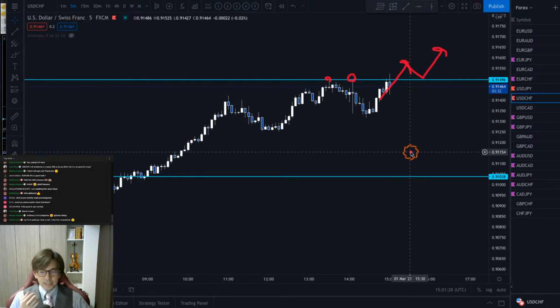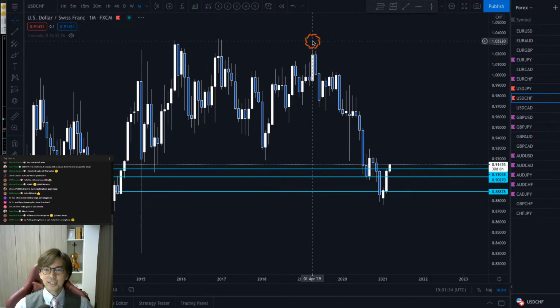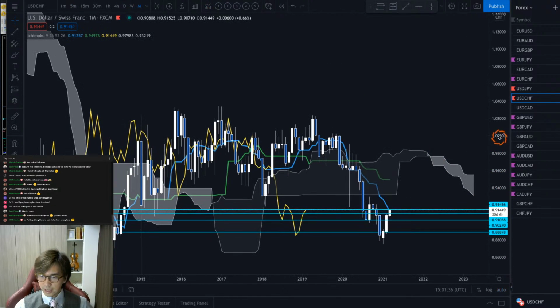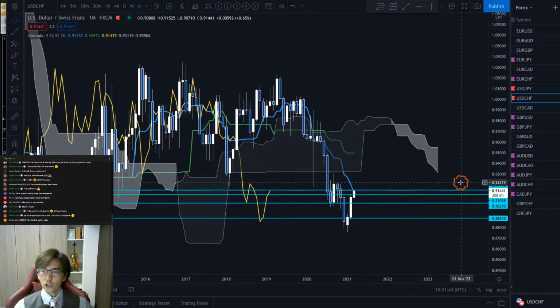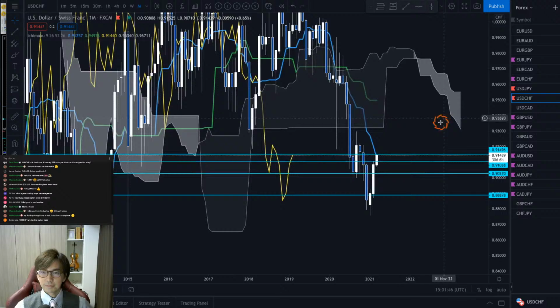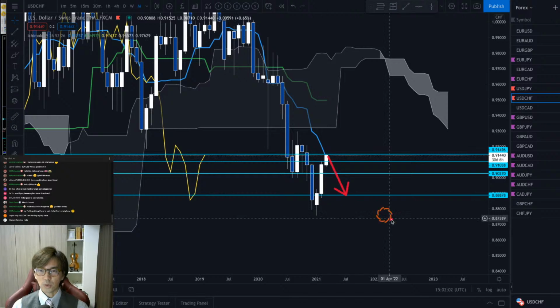Oh, the monthly chart, sorry. Let's check the monthly chart, Ichimoku. I think the price is still far from the Senkou Span B level. So this is still bearish. The Kumo is sloping down. The market might be resisted by this Tenkan-sen and go down this way on the monthly chart.